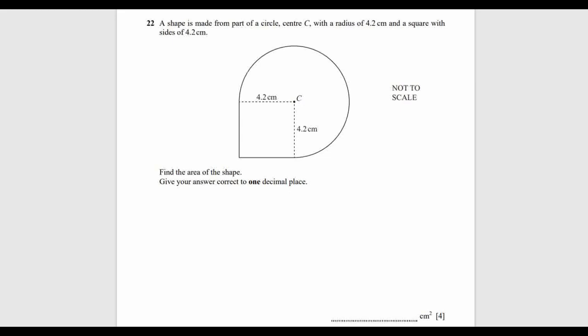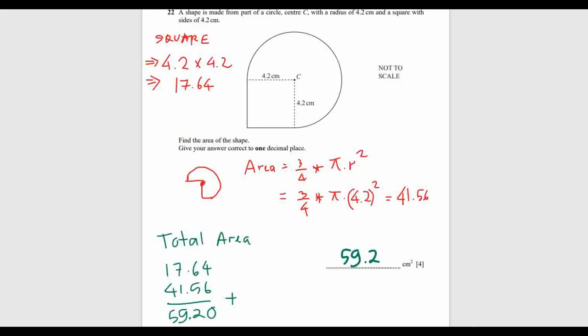Okay, let's open up the answer. So the answer for question 22 is 59.2. So how do we get that? We have a square, the area of the square is 4.2 times 4.2. We keep this answer. Now we have 3/4 of a circle, so 3 over 4 times pi r squared. Plug in r is 4.2 and calculate with the calculator. We got 41.56, and we add up these two, the square area and the circle area, then we get 59.20.